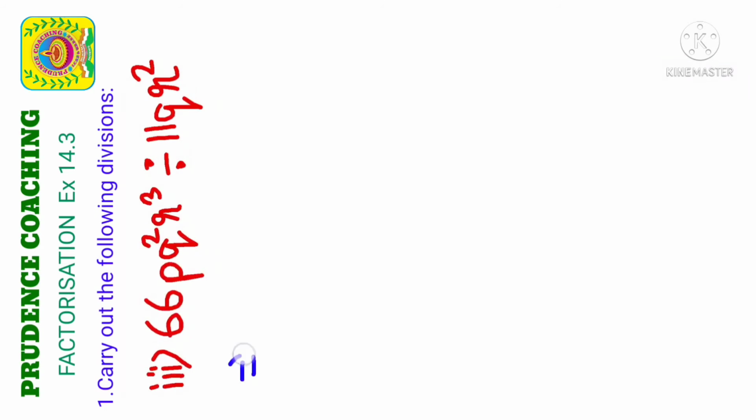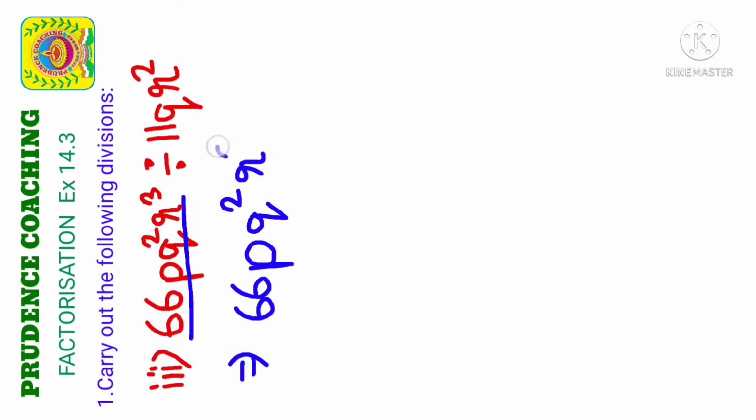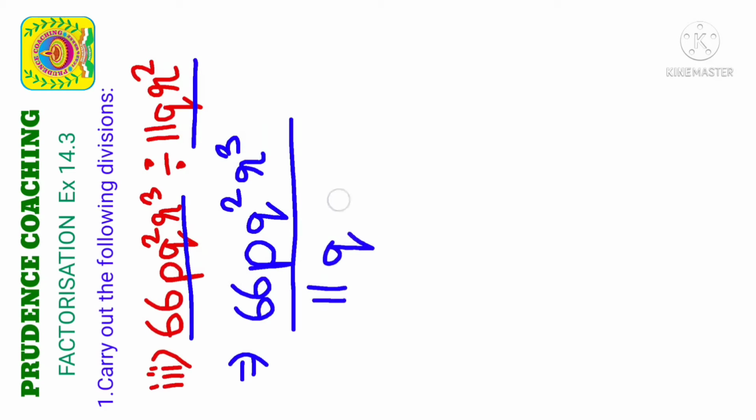So here as you can see, in the dividend we have 66 p q square r cube, which we are going to divide by 11q r square, that is the divisor here. So now first thing what you need to do is you need to cancel this one and this one with the HCF. We know 11 ones are 11 and 11 sixes are 66. Next, as you can see, we have 1p here. In the denominator we don't have any p.